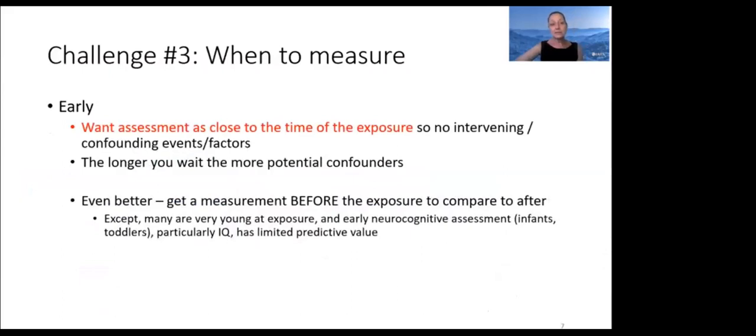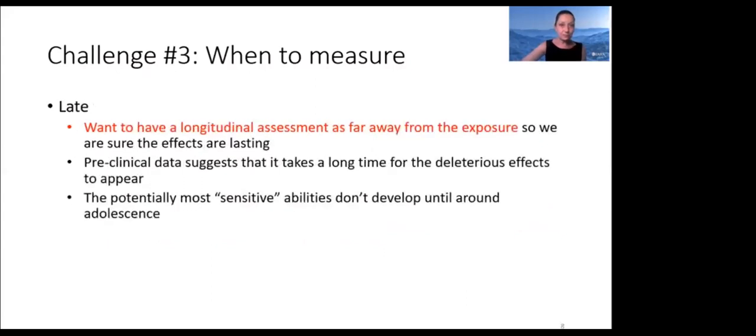Challenge number 3 is when to measure. There's certainly an argument to be made for measuring early. We want that assessment as close to the time of exposure as possible so that there's not time for intervening or confounding events or factors. Or even better, let's get a measurement before the exposure, and then we have a pre and post to compare after. The problem with this is that many children are very young at the time of exposure, and we know that early neurocognitive assessment in infants and toddlers, particularly IQ, has very limited predictive value for the future.